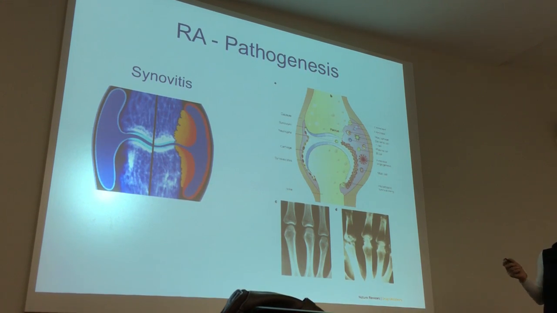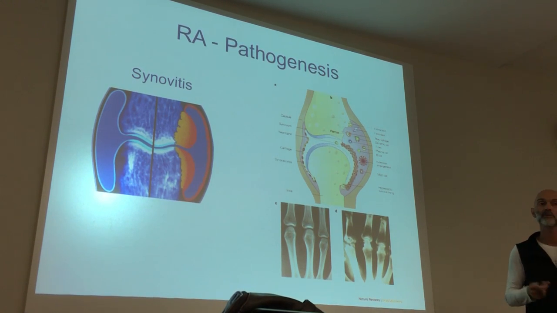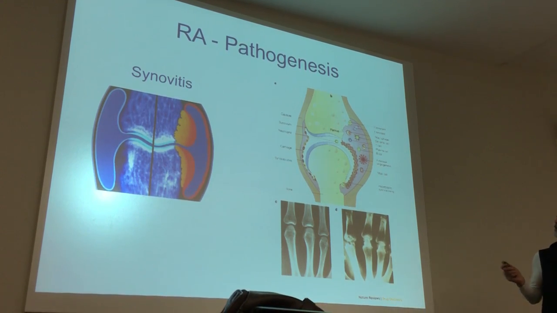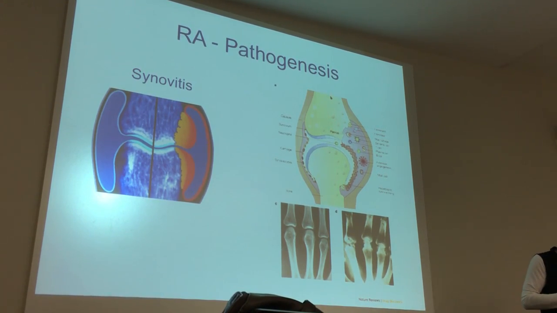So we have cells of the innate immune system that are usually one of the first cells that invade the synovial membrane, like, for example, monocytes, macrophages, neutrophilic granulocytes, and also T cells, B cells, antigen presenting cells, like, for example, dendritic cells, are part of this cellular composition.